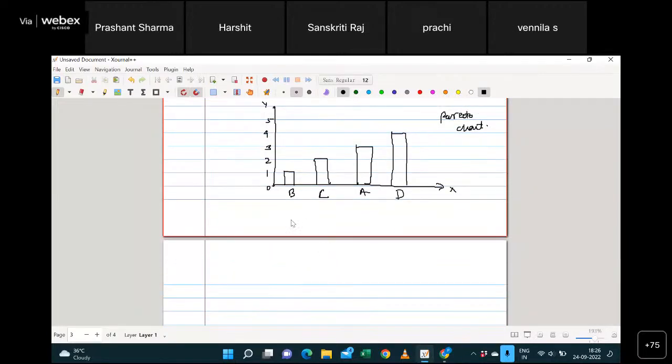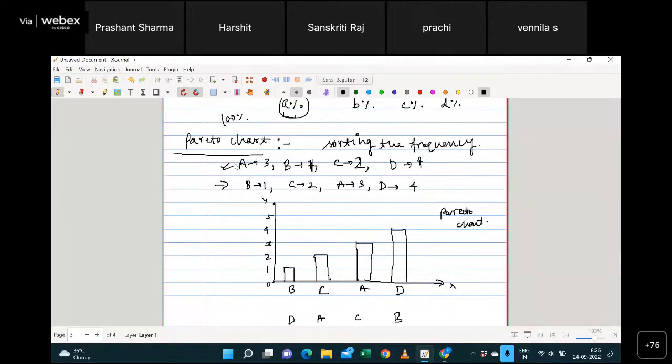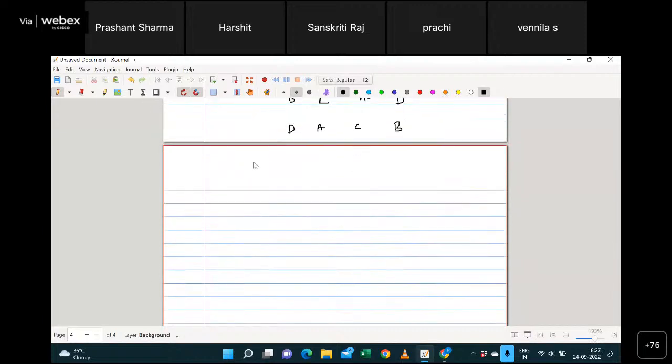I can plot here D first, then A, then C, then B. Again, it will be the Pareto chart. Okay, now see, here my data was nominal. Suppose instead of nominal data, I have data which is ordinal, right?